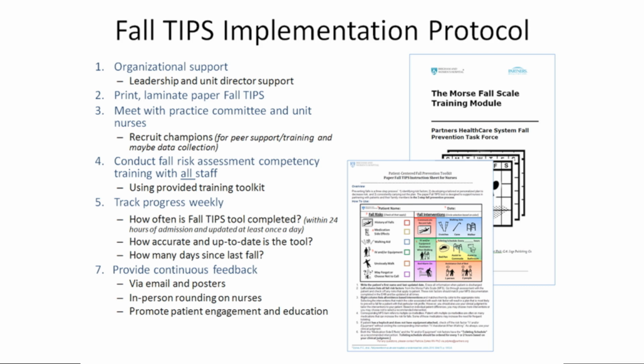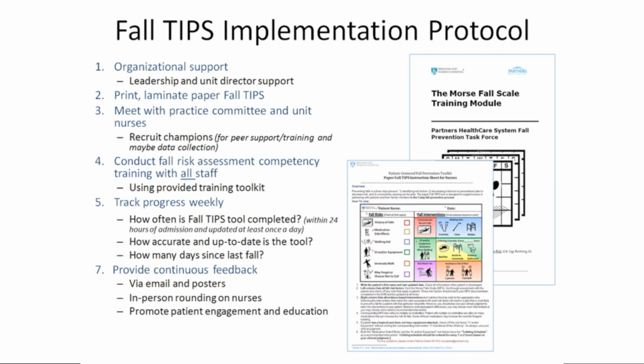You also have to track progress weekly. Especially in the beginning, having champions give feedback to staff about whether their Fall Tips tool is completed, and then over time conducting the audits. And so the audits provide an opportunity for continuous feedback. We have tools to provide charts for the members of our collaborative that show how they're doing with the audits and falls with injury relative to the rest of our database.